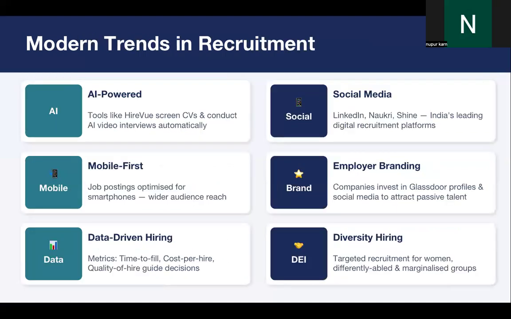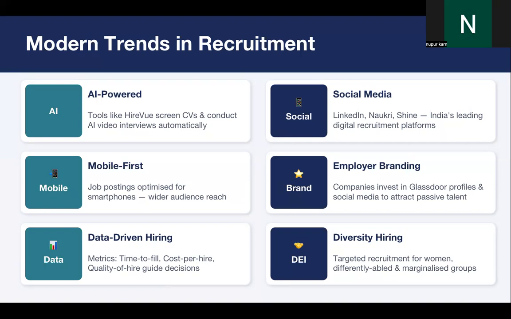Now, modern trends in recruitment. First is AI powered. There are different tools like HireVue that screen CVs and conduct AI video interviews. So this is the modern trend in recruitment. Recruitment is done through different AI apps. They screen out the resumes, then they also conduct AI interviews. So these all are done through artificial intelligence.